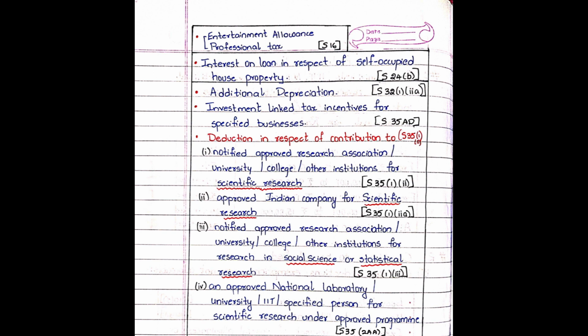Usually under the head house property, we claim deduction of interest on loan in respect of self-occupied house property. But under the default tax regime, we cannot claim interest on loan in respect of self-occupied house property as a deduction. I repeat, for only self-occupied property, if we pay any interest on loan in respect of that property, we cannot claim it as a deduction under section 24B.